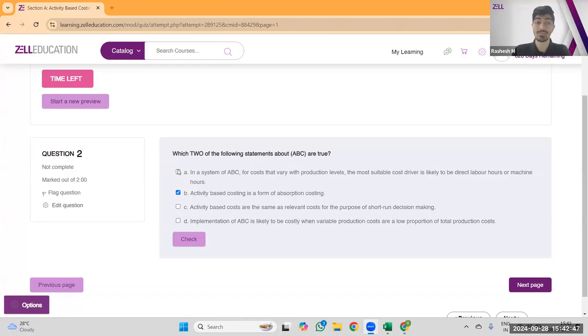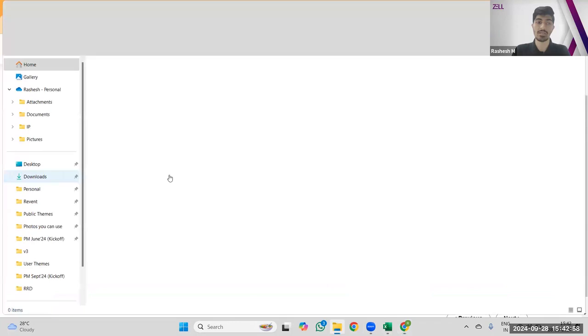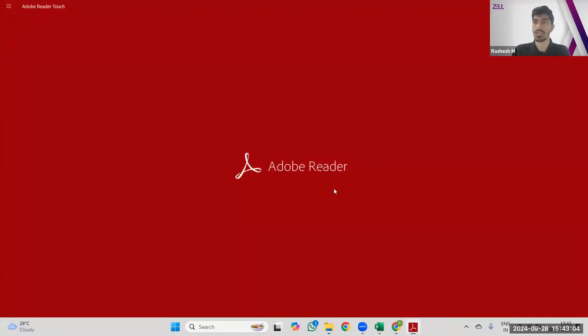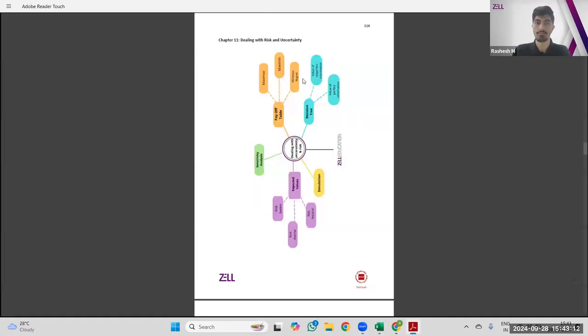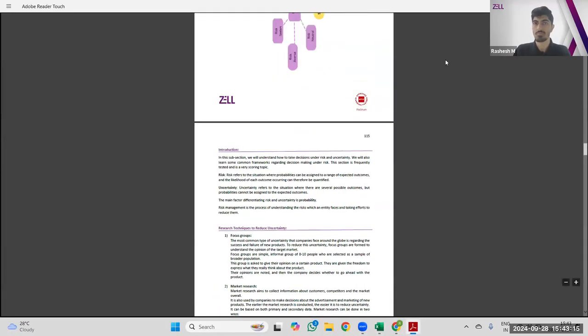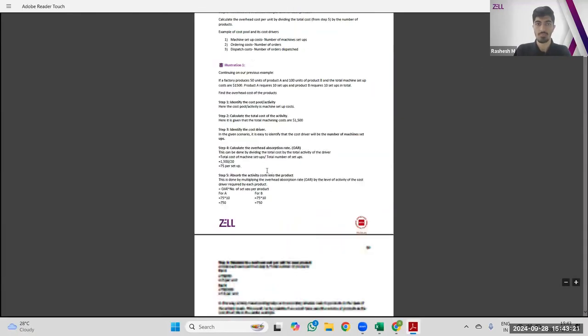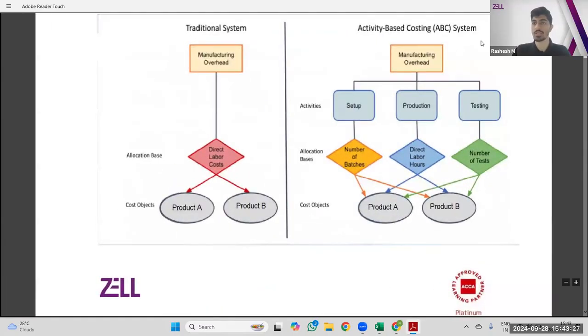Okay, so one is true. And again, let me explain one. In a system of ABC, as we had discussed in the graph also, one of the measures can always be your labor hours. So it's not that ABC does not use labor hours. ABC also uses your labor hours. Chapter 11. So direct labor hours is also a part of ABC, not just absorption costing.